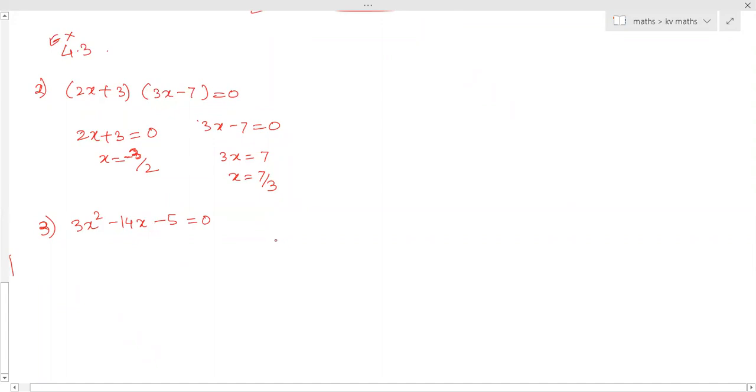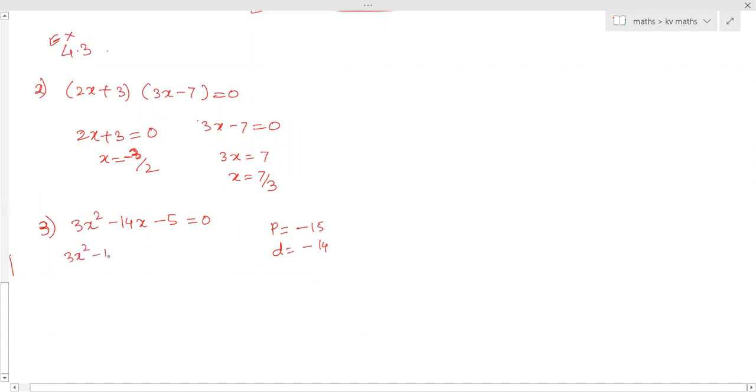So for middle term splitting, we need two terms whose product is equal to? What is the product of the two terms needed? Minus 15. So the product is minus, that means the difference of the two terms should be minus 14. So what are those terms then? 15 and 1.